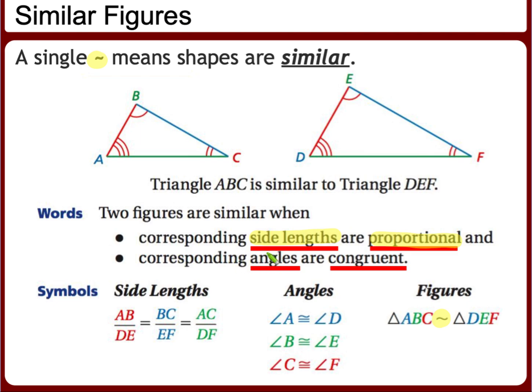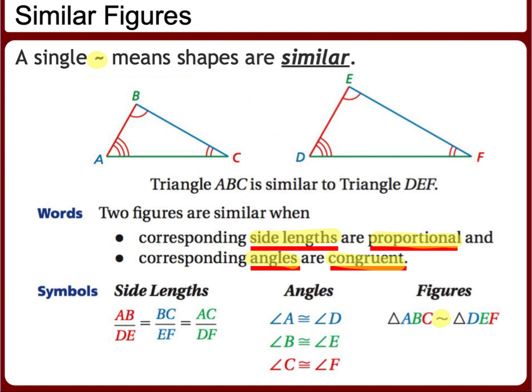Now to be the same shape, the angles need to be congruent. Those angle measures need to be congruent. So that is what makes it the same shape. And then the side lengths being proportional make it a different size, but yet keep it that same shape.